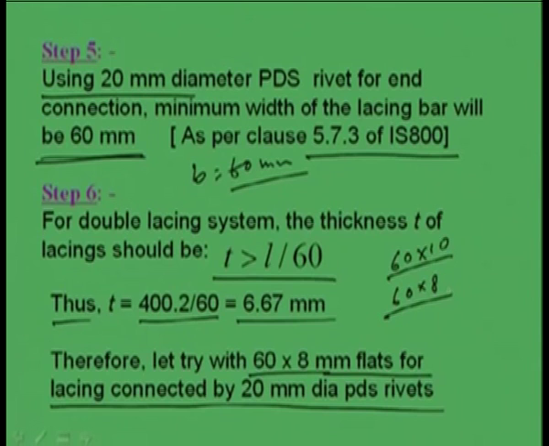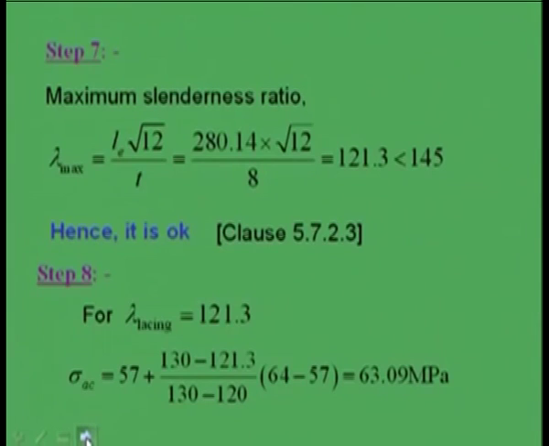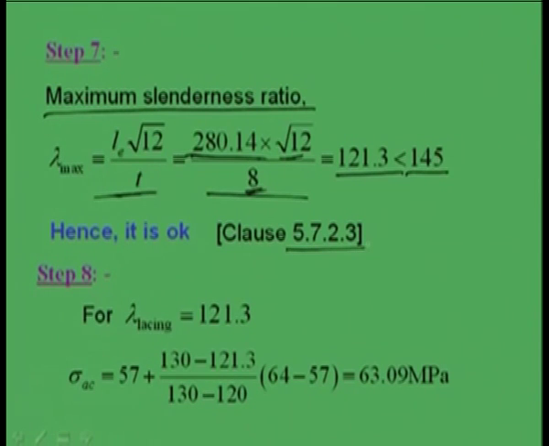The compressive stress, the tensile stress, whatever will come, whether this dimension will be able to carry that much stress or not, those things we have to check. Now, the maximum slenderness ratio we will find out, that is LE root over 12 by T. LE is 280.14 into root over 12 by 8. So, this becomes 121.3, which is less than 145. So, this is also okay as per clause 5.7.2.3. Lambda maximum should be less than 145.